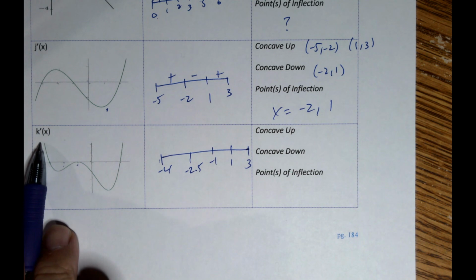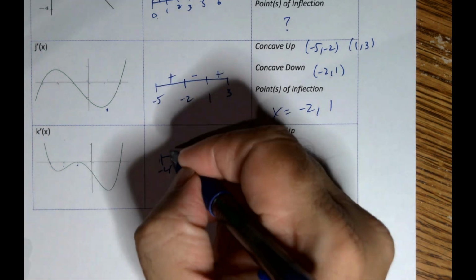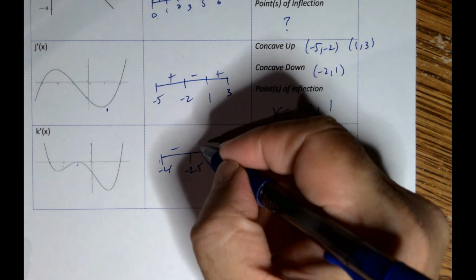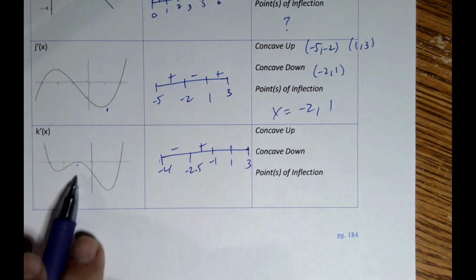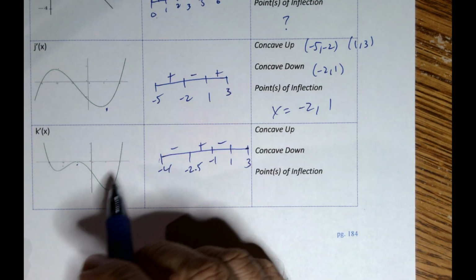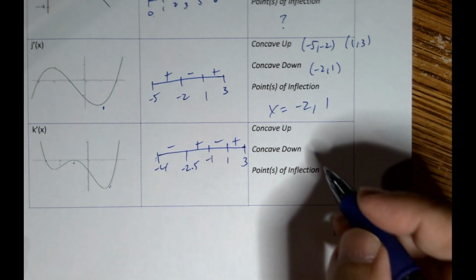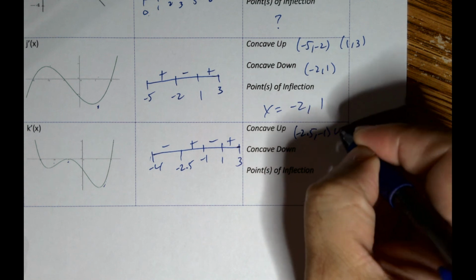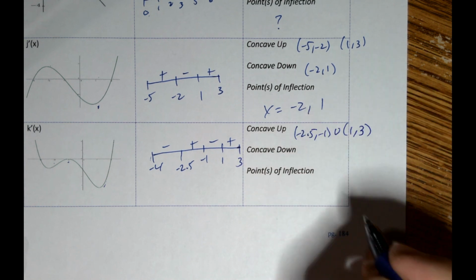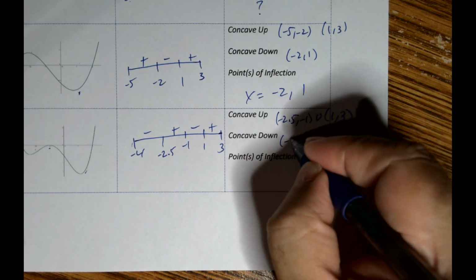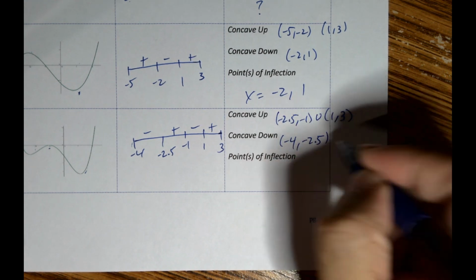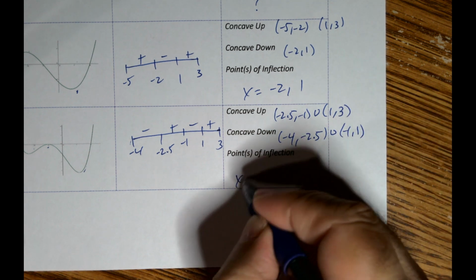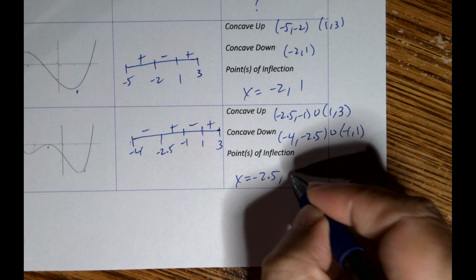So it's decreasing from -4 to -2.5. And then from -2.5 to -1, it's increasing. Then it's decreasing there. It's increasing after that. So we have concave up at -2.5 to -1 and 1 to 3. Concave down from -4 to -2.5 and -1 to 1. Points of inflection are at -2.5, -1, and 1.